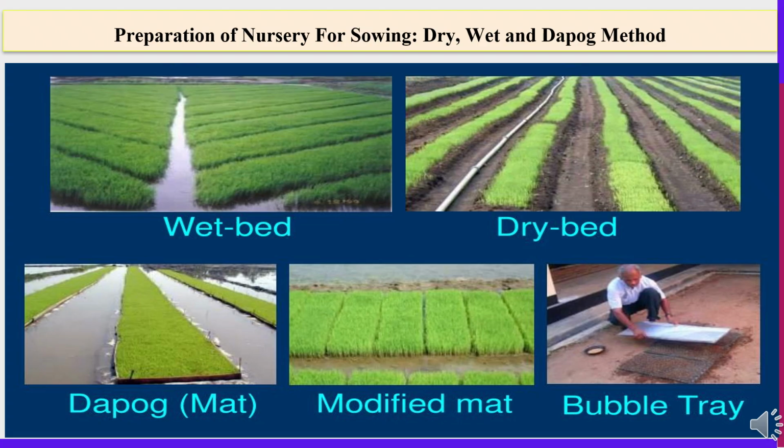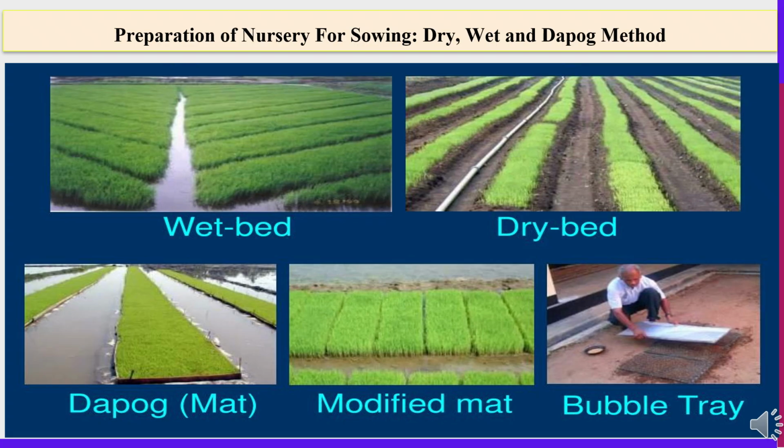The dry, wet, and dapog methods, along with modified mat and bubble tray nurseries, are techniques used in paddy cultivation to improve seedling growth and establishment. In the dry method, seeds are broadcasted on dry soil and irrigated later, whereas in the wet method, seeds are sown in standing water, promoting faster germination.